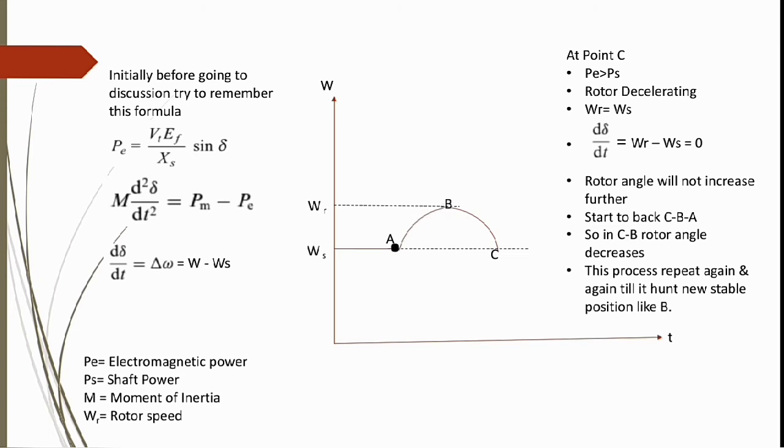This process repeats again and again, and at last it stops or becomes stable at point B or any further point where the equilibrium is obtained. Okay, at that point the process will stop. So this phenomenon is called hunting.